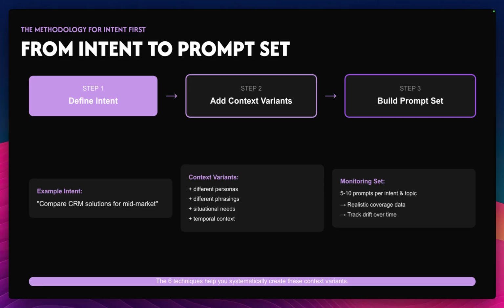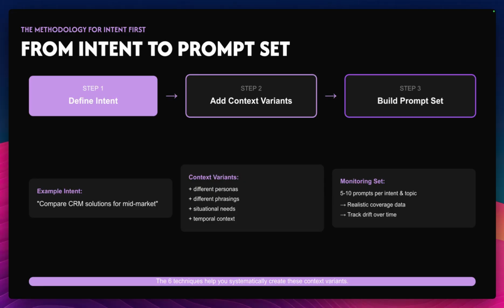variants, and then build my prompt set. That's basically the 3 steps. To make it more clear, I brought an example. An example intent would be to compare CRM solutions for mid-market. Then I would add for everything here the different personas, phrasing, situational needs, and temporal context. Like currently would be a temporal context, but I will get to that in a minute.